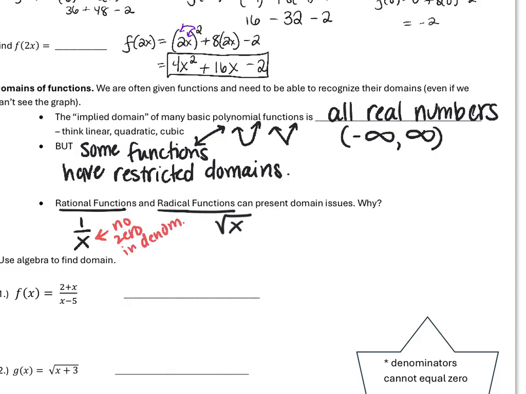So anytime we have a 0 in the denominator, that point cannot exist. It is not possible to divide by 0. So we have to watch out for those rational functions.